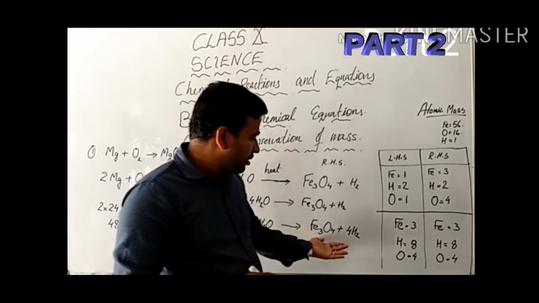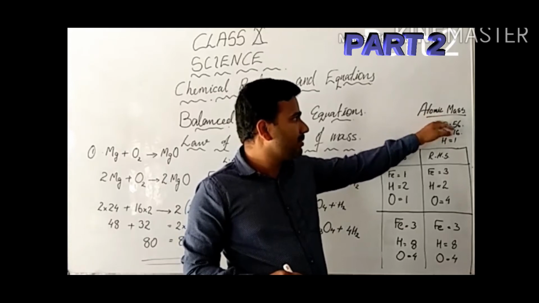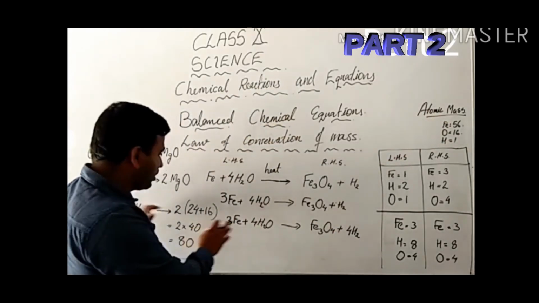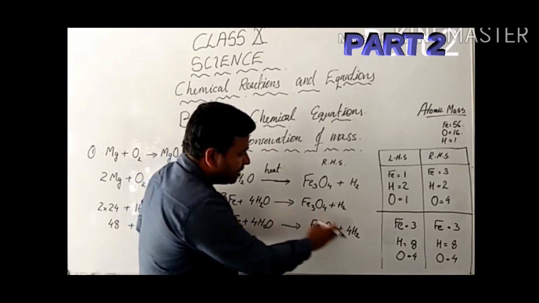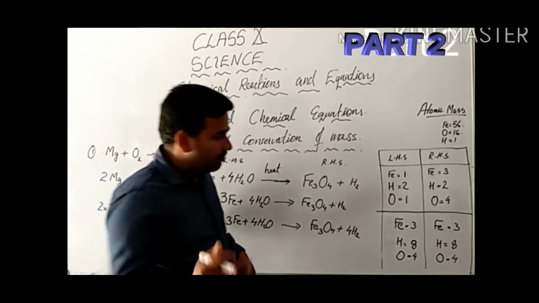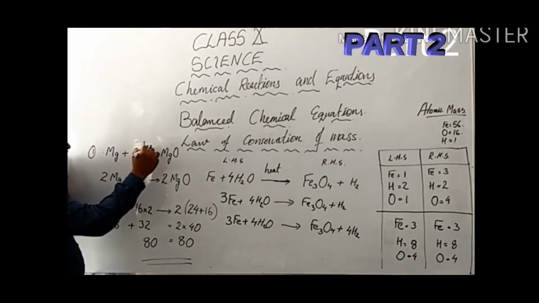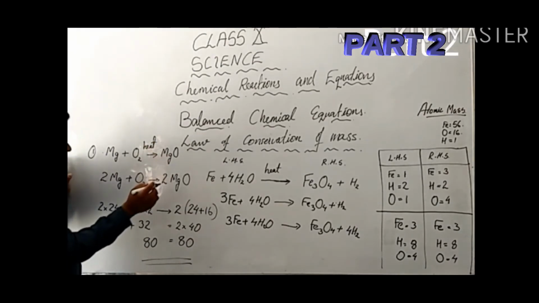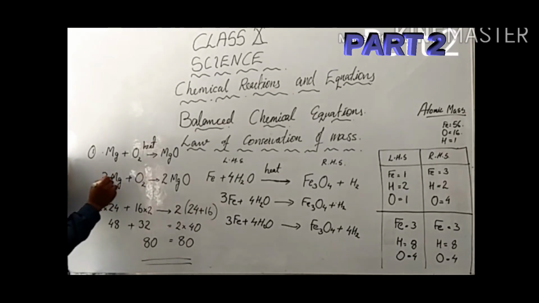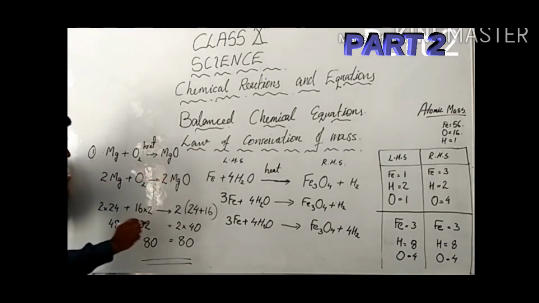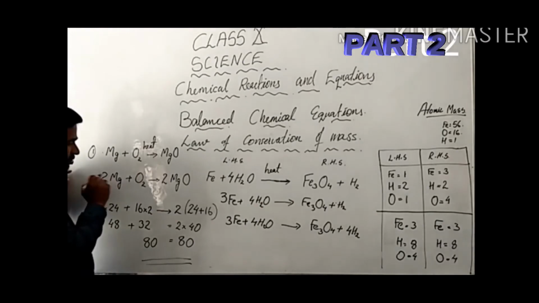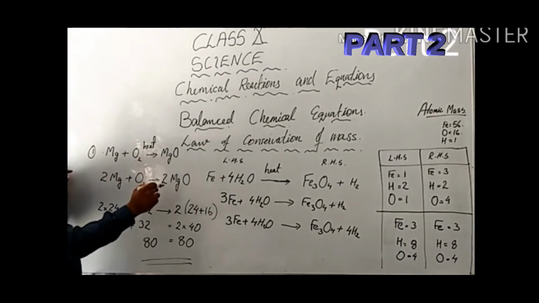Now we can check whether these equations, both the left hand side and the right hand side, are balanced or not. For example, look here: magnesium reacts with oxygen. When you heat it, it reacts to form magnesium oxide. Here I have written the balanced equation: 2Mg plus O2 gives 2MgO. That's the balanced equation. 2 atoms of magnesium here and 2 atoms of magnesium here also. Oxygen, 2 atoms, here also 2 atoms.